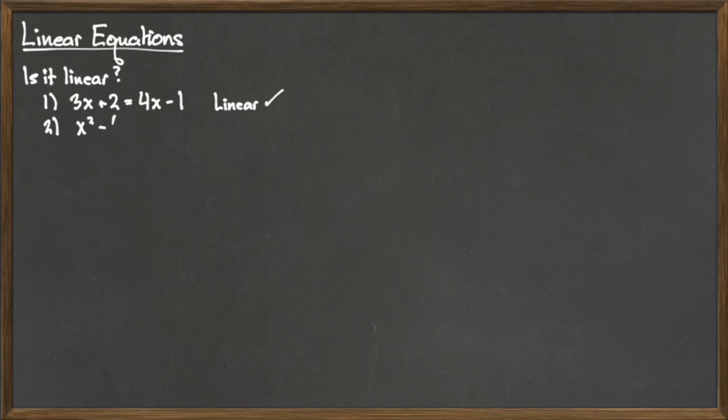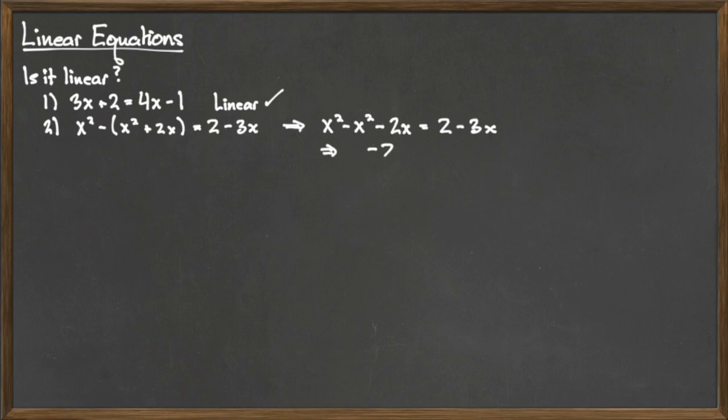Next, let's look at number 2. x squared minus (x squared plus 2x) equals 2 minus 3x. Just because I see an x squared doesn't mean I automatically get to say it's not linear. What we'll see is that it actually cancels out. Go ahead and distribute that negative sign, and we'll get x squared minus x squared minus 2x equals 2 minus 3x. Therefore, those x squareds cancel out, and I'm left with negative 2x equals 2 minus 3x. So this is a linear equation because those nonlinear terms cancel out.